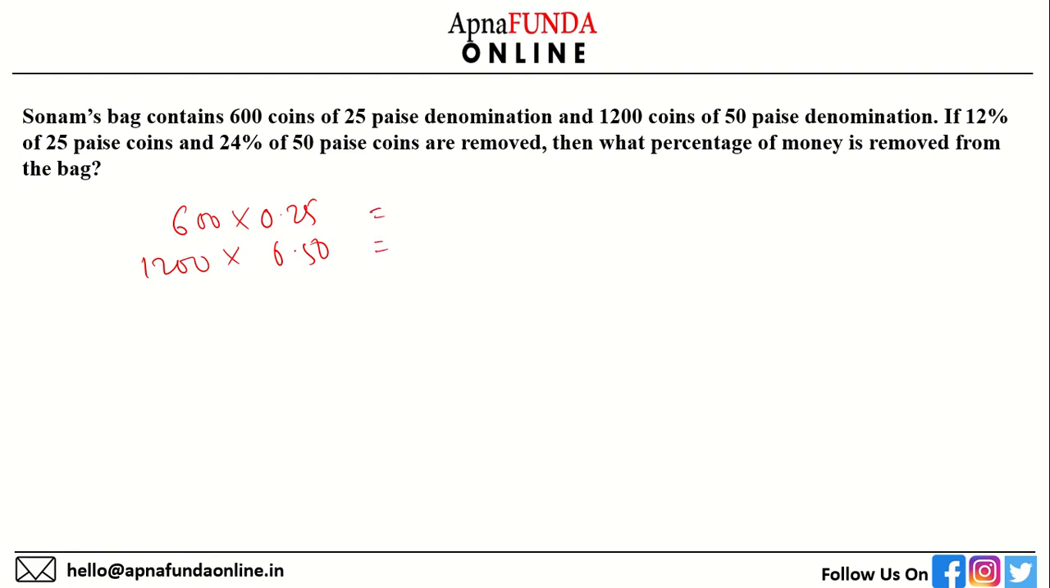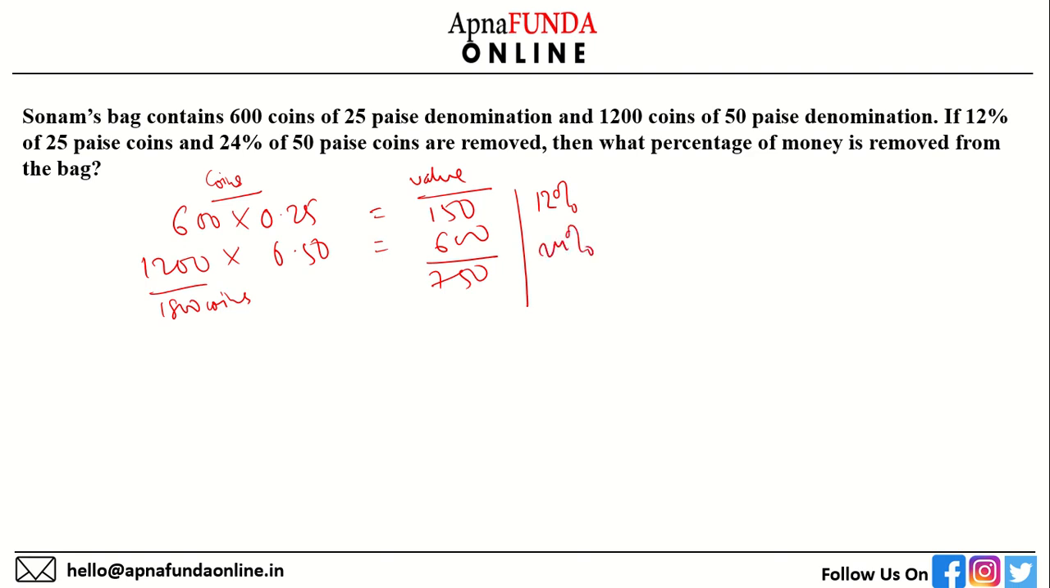So what is the value? These are coins. So what is the value? This is 150. This is 600. So the total value in the bag, the total worth, is 750. 1800 coins are worth 750 rupees. Correct? What is given is 12% of the coins of 25 paisa and 24% of 50 paisa coins are removed. So 12% of 600 will give me 72. I hope you are able to follow. 72 coins.